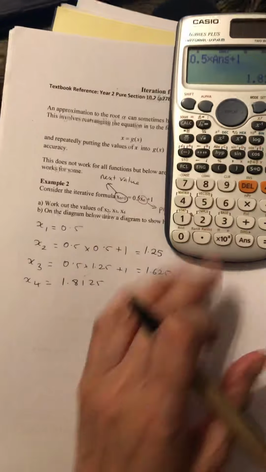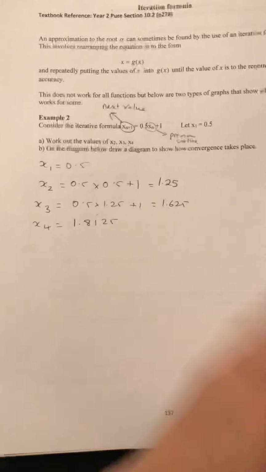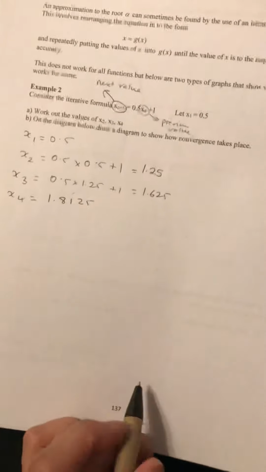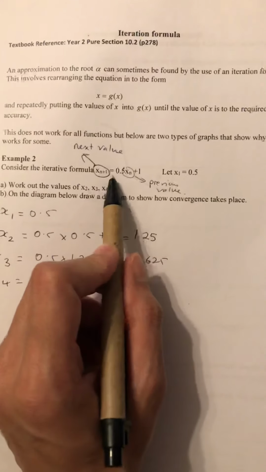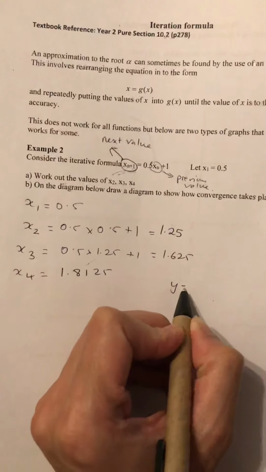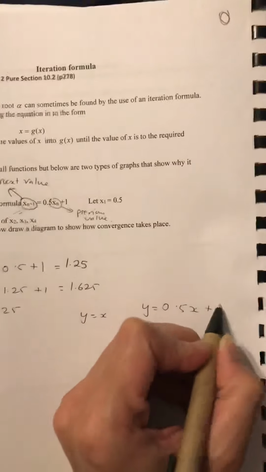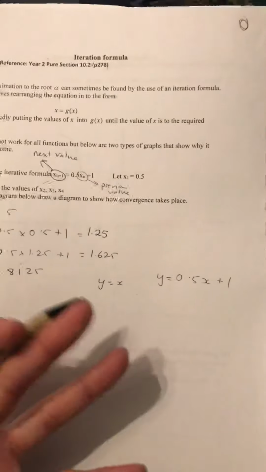And then the question says, on the diagram below, draw a diagram to show how convergence takes place. Unfortunately, as you know, a lot of your diagrams are missing from your notes. So what I'm going to do is a quick sketch. Essentially, because they've given me this iterative formula, I'm going to draw y equals x, and I'm going to draw y equals 0.5x plus 1 on the same diagram. Where they intersect would be our root.